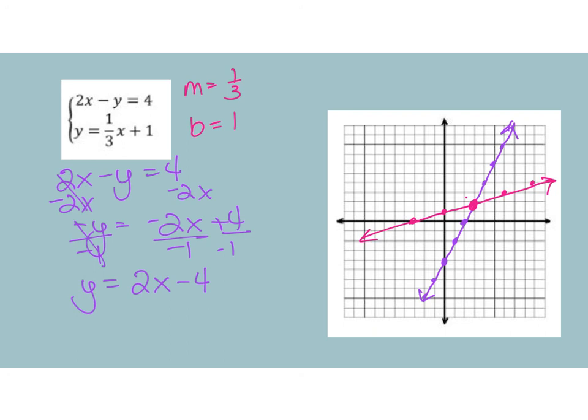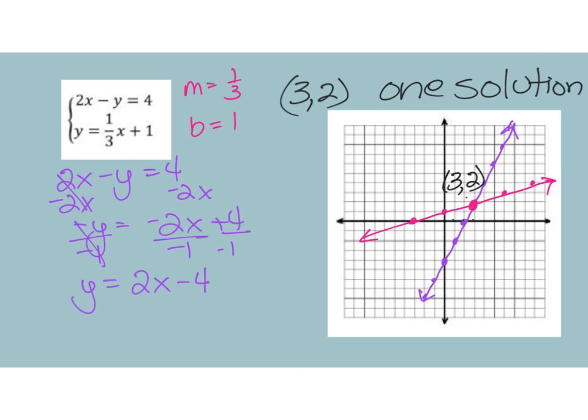So what we need to do is figure out the value of that coordinate. The x value would be 1, 2, 3. So this would be 3. And the y value would be 2. So our solution in this case would be (3, 2), which means we have one solution. Keep in mind that you can be given a graph and tell me the solution, or you can even tell me the equations by using your y-intercept and your slope. So it can go in both directions.